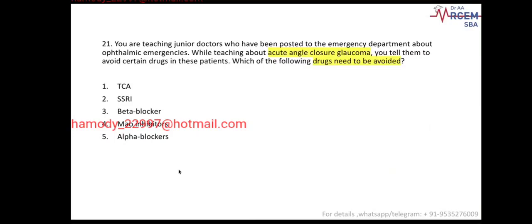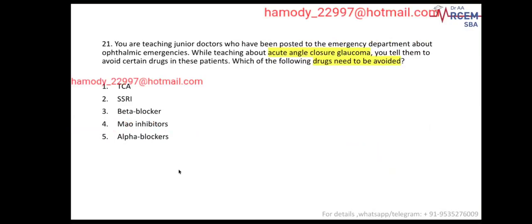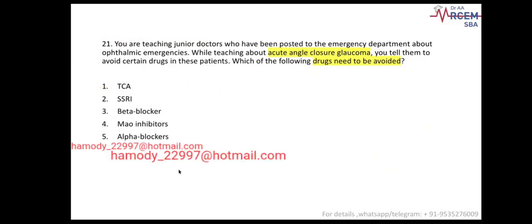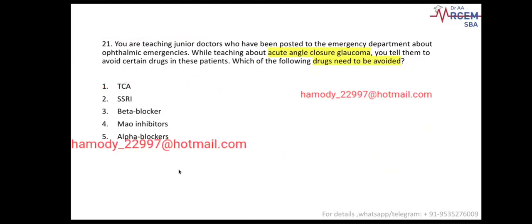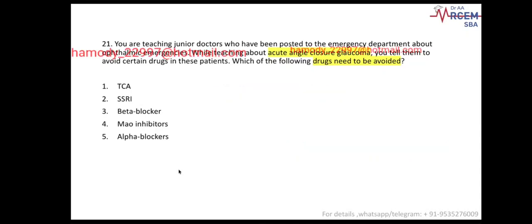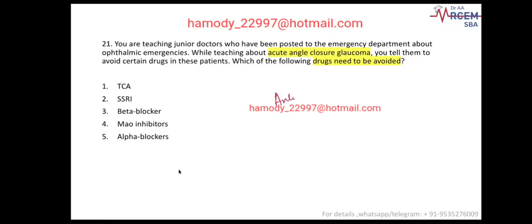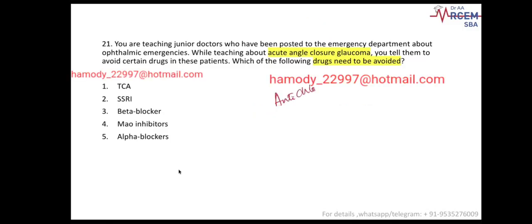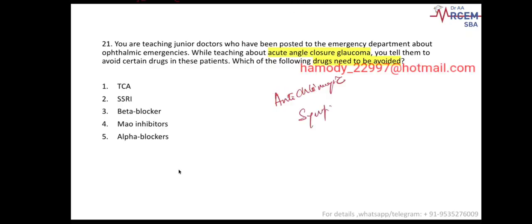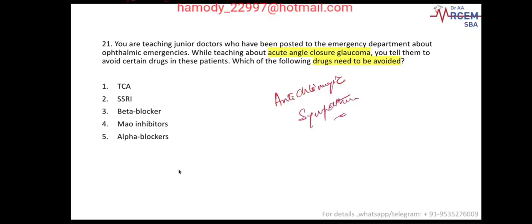Acute angle closure glaucoma. You tend to avoid certain drugs in these patients. Which of the following drugs needs to be avoided? You avoid any drugs which cause dilatation of the pupil. That means constriction of the iris is needed, and dilatation of the pupil is to be avoided, so you avoid all those drugs. Grossly, the group of drugs we talk about are anticholinergic drugs, and also sympathomimetic drugs. Both of these can cause dilatation of the pupil.